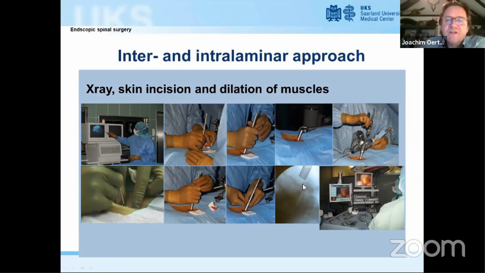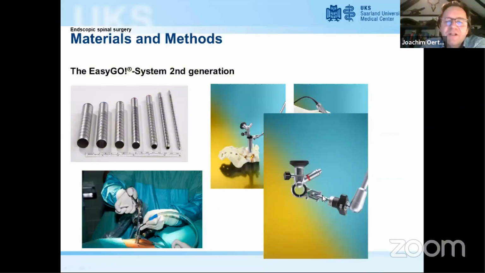Parts of the procedures can also be done with a microscope with a tube-based system, but it depends on the diameter of the tube whether you have to use the endoscope or you can still use the microscope. Here's an example. This is one of our systems, the EasyGo system, where you can use almost all diameters for manipulation when you have introduced the endoscope.